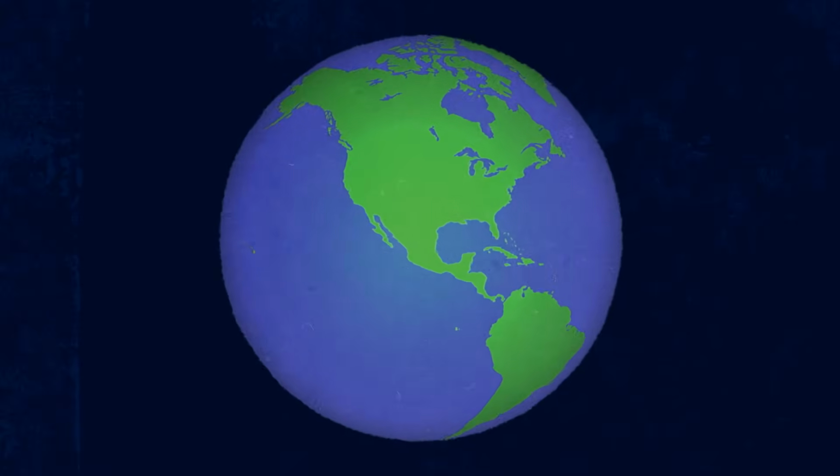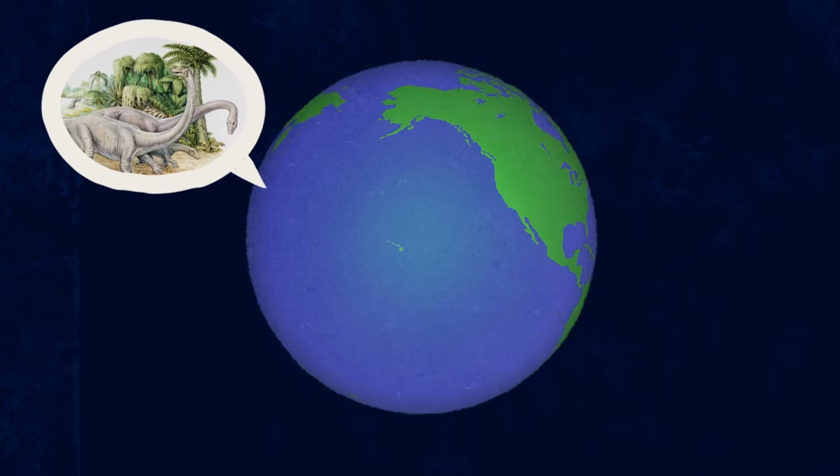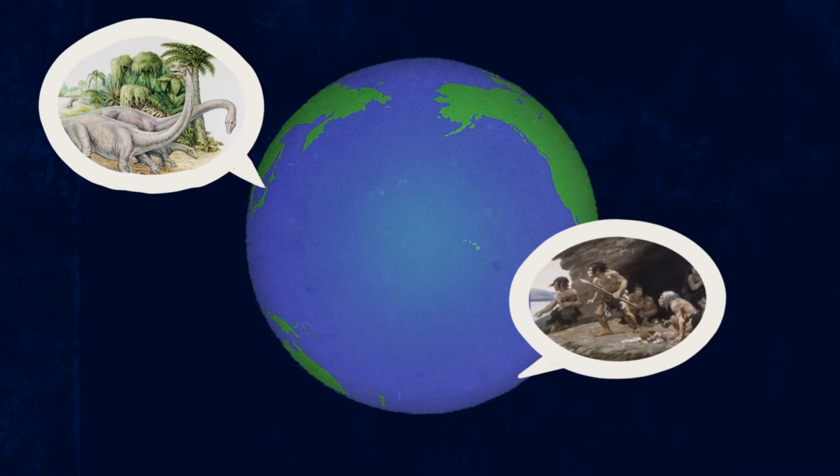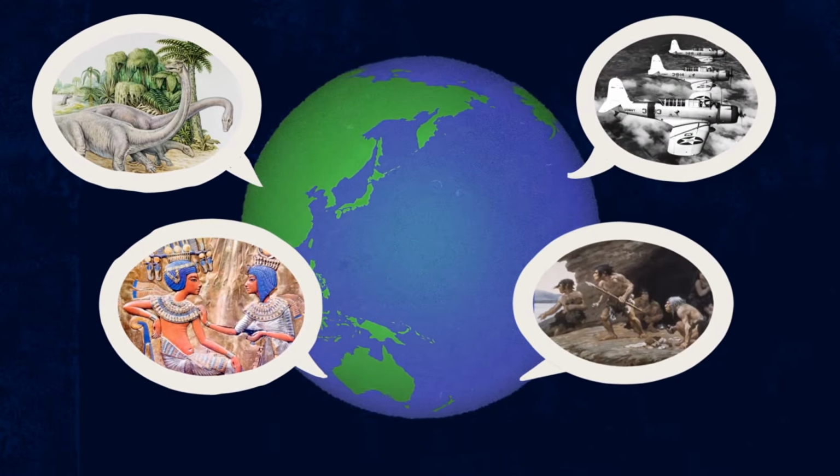The Earth is more than 4.5 billion years old, which is a lot of history. So how do we learn what happened when? One way is by using timelines.